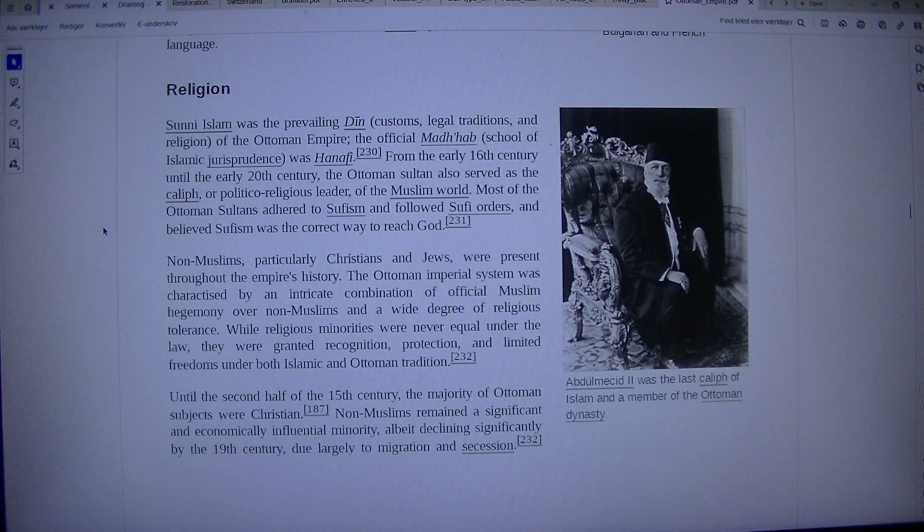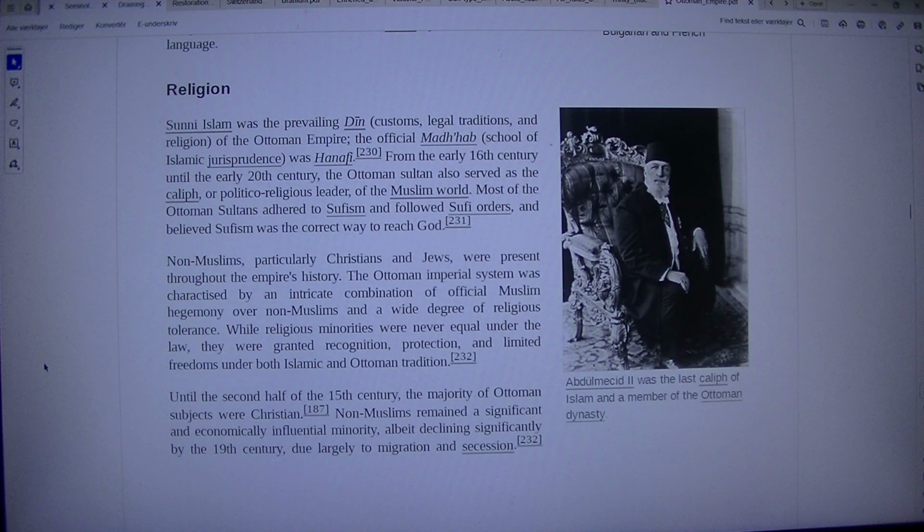Non-Muslims, particularly Christians and Jews, were present throughout the empire's history. The Ottoman imperial system was characterized by an intricate combination of official Muslim hegemony over non-Muslims and a wide degree of religious tolerance. While religious minorities were never equal under the law, they were granted recognition, protection, and limited freedoms under both Islamic and Ottoman tradition.